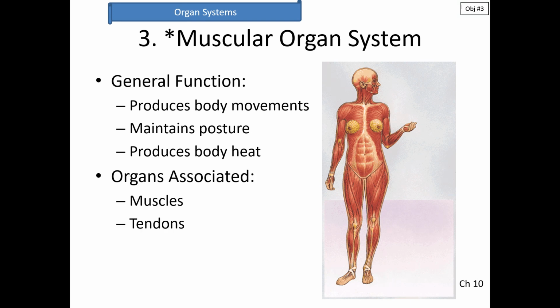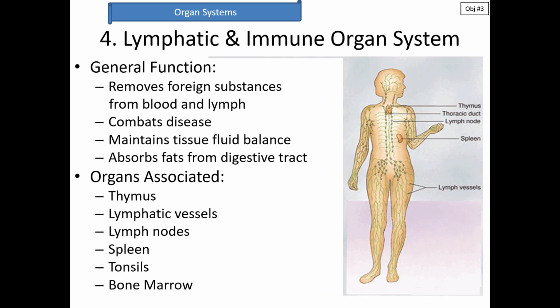Organs associated: muscles and tendons. Tendons are a type of connective tissue that actually connect the muscle to the bone. Lymphatic and immune. This is one that's probably a little bit tougher to figure out what's going on with, not one we're as familiar with. So the lymphatic and immune system usually talk about together because both of them have a lot of an immune response. Their job is to remove foreign substances.